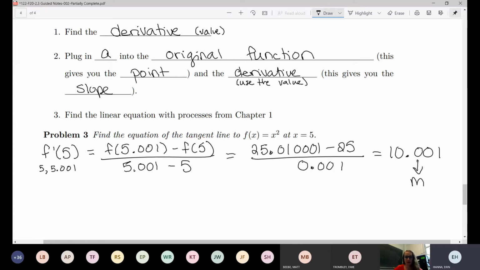And now I need to find the point that I need to be able to write the equation of the line, because those are the two things I need. So we also need to find f of 5. So just plug that into the function, you get 25. So the point we're going to use is (5, 25).